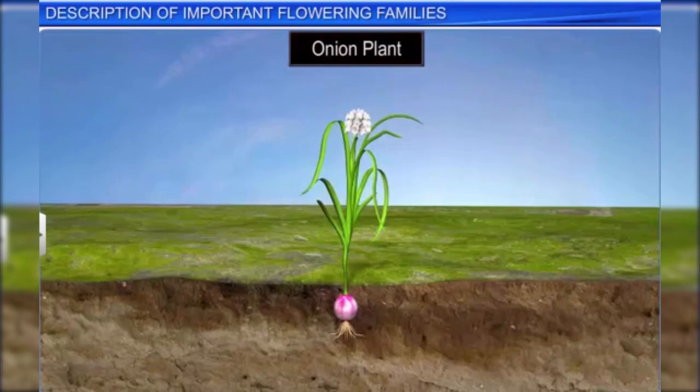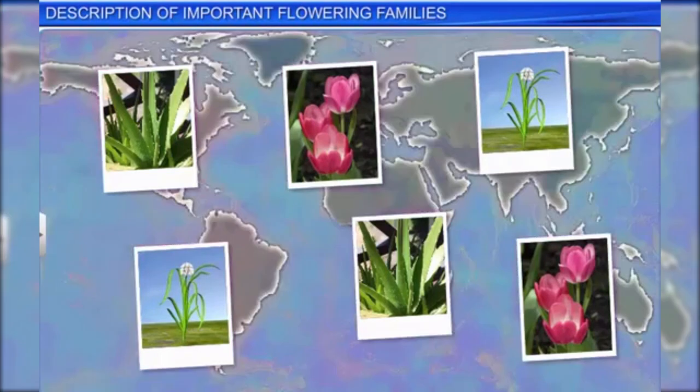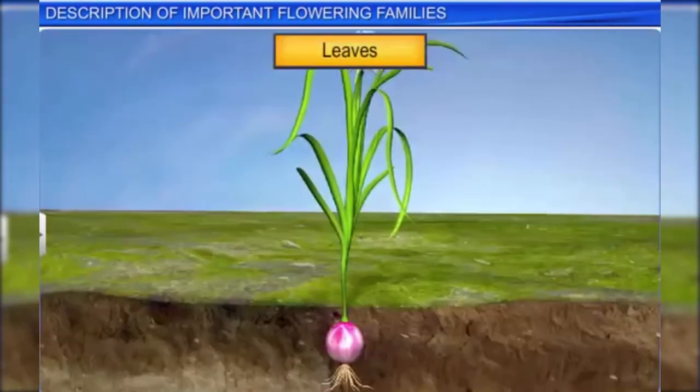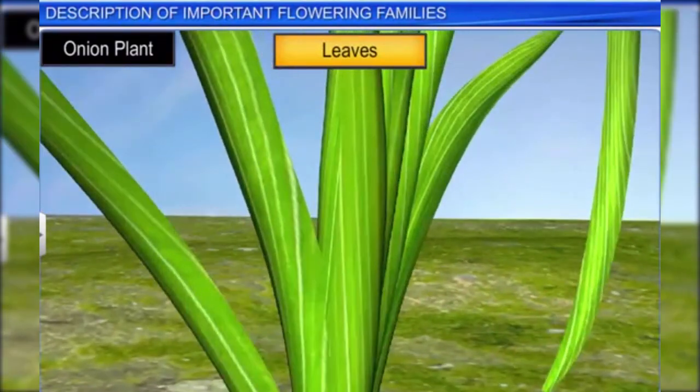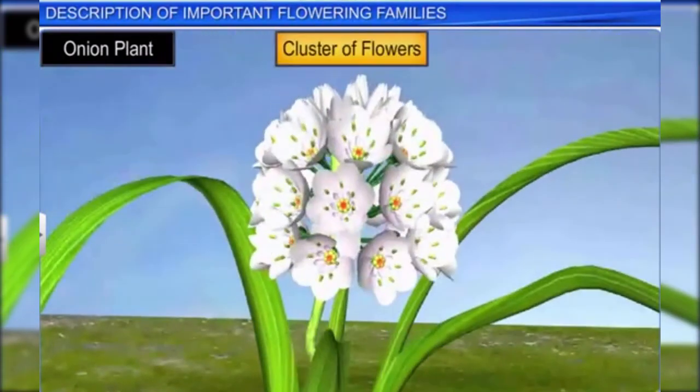Plants belonging to this family are perennial herbs with underground bulbs, rhizomes or corms, and these plants are found all over the world. The leaves of these plants are generally basal, alternate, and linear. Also, they are exstipulate with parallel venation. The inflorescence is either solitary or cymose, usually with umbellate clusters, and the flowers are bisexual and actinomorphic.